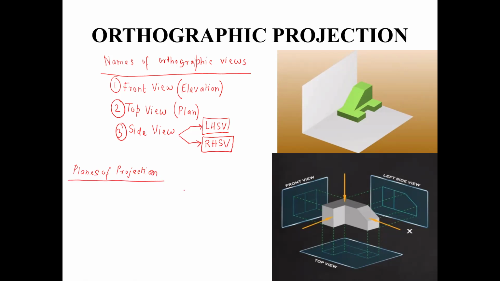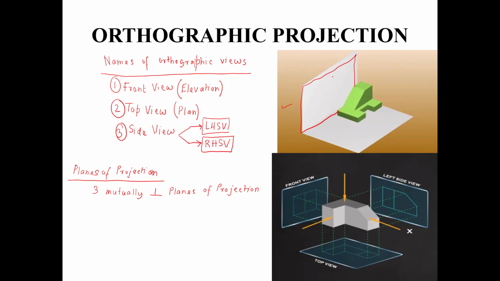So in orthographic projection, we have 3 mutually perpendicular planes of projection. Out of those 3 planes, two planes you can see in this diagram itself. In this diagram, you can see that there is one plane here. This is one plane.